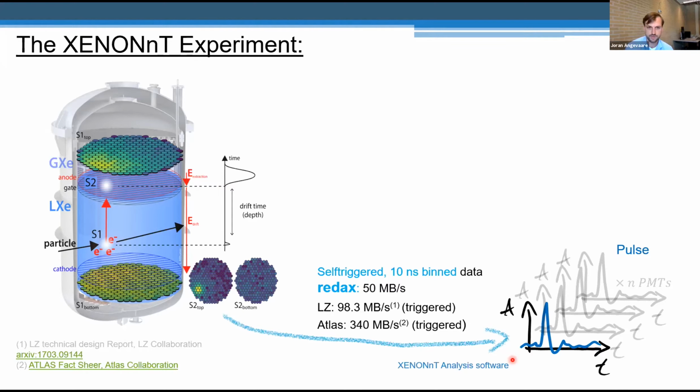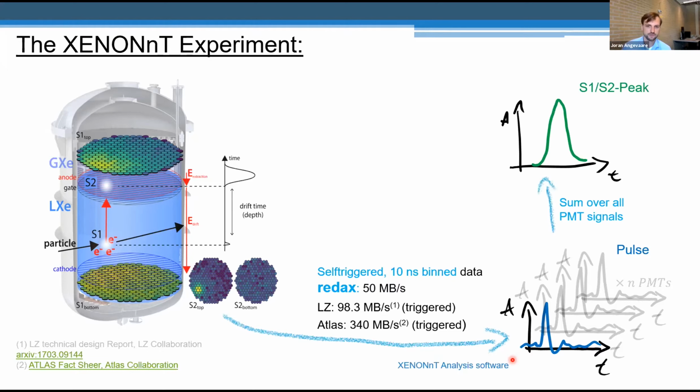In order to reconstruct what went on in the TPC, in our detector, we first need to group all these pulses together to make the S1 and the S2 peaks. If we then have those peaks, we again have to group them together to get the real event, what happened in the TPC. And with that, we can do the physics we want.